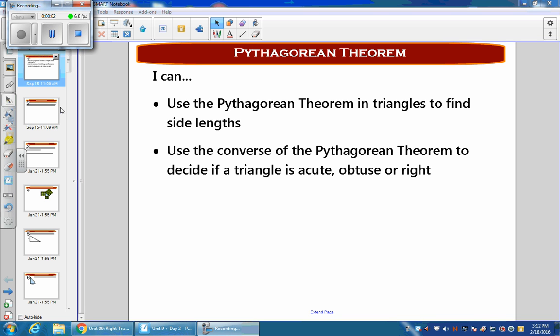Hello, today we're going to be learning about Pythagorean theorem. We're going to use the Pythagorean theorem in triangles to find side lengths, and we're going to use the converse of Pythagorean theorem to decide if a triangle is acute, obtuse, or right.